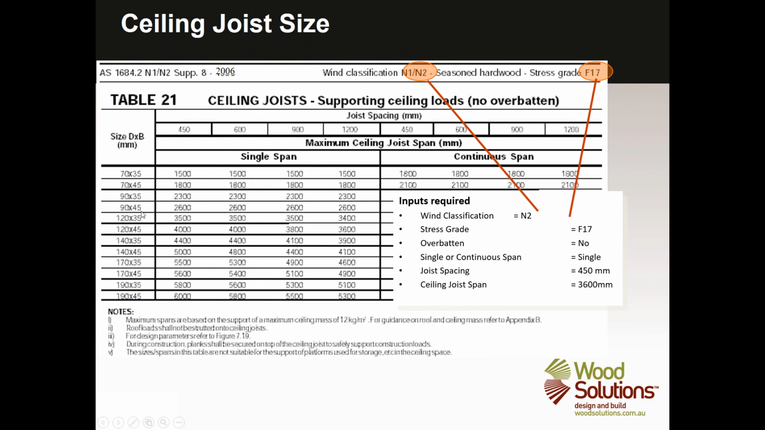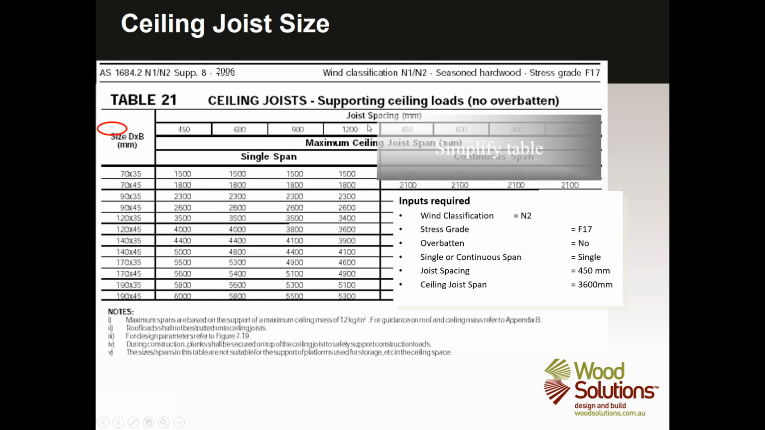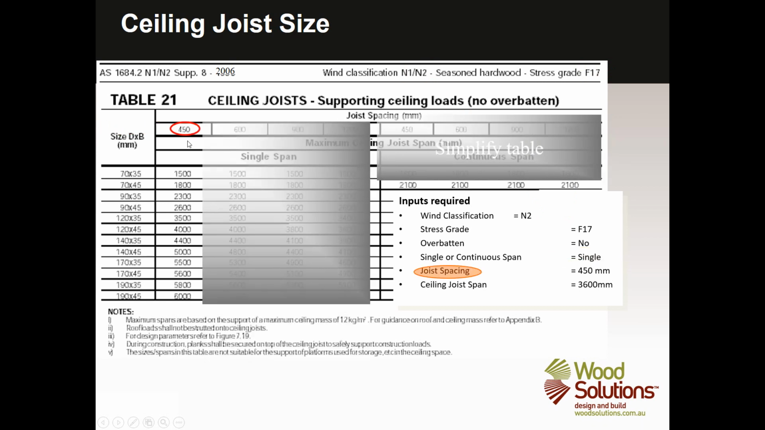So 90 by 45, we've got N1, N2, F17 stress grading, joist spacing of 450, so we're looking at this table here. That will allow a single span of 2600. So halving it with a hanging beam, we had 170 by 45s enabling 5600 span. If you halve that, with a hanging beam we can knock it down to 90 by 45 joists for the ceiling.